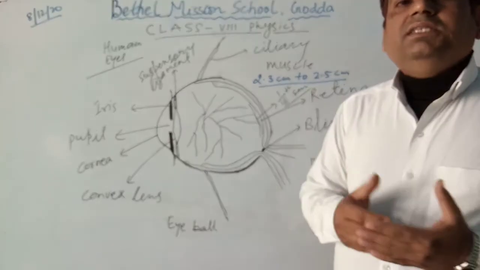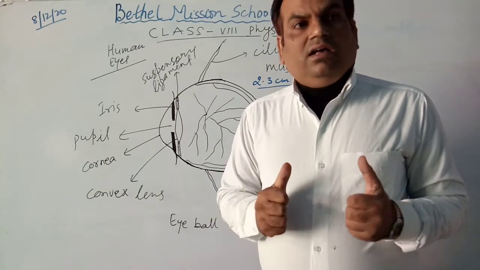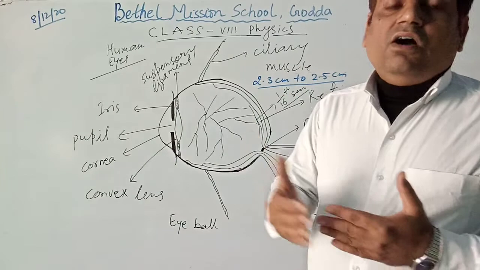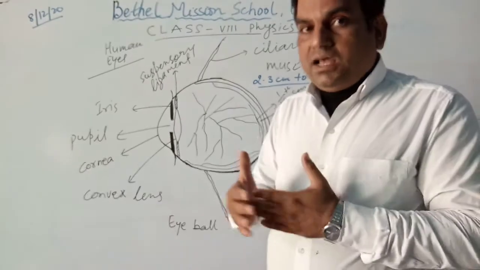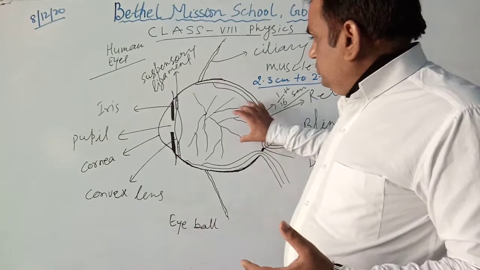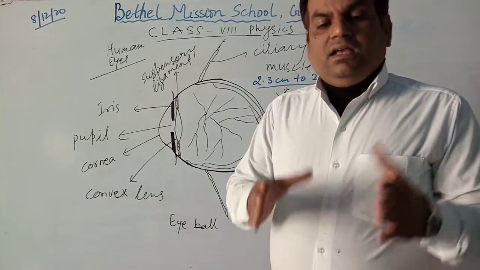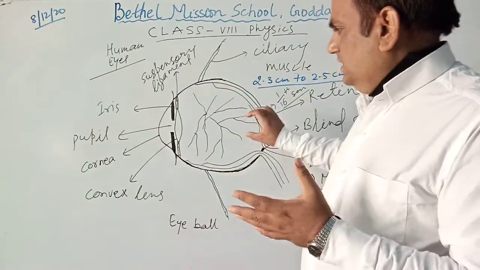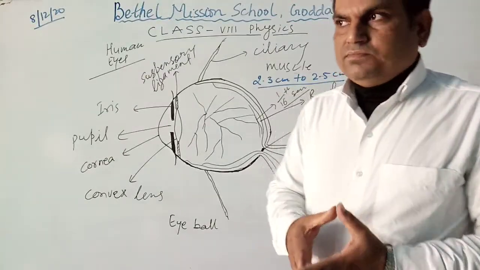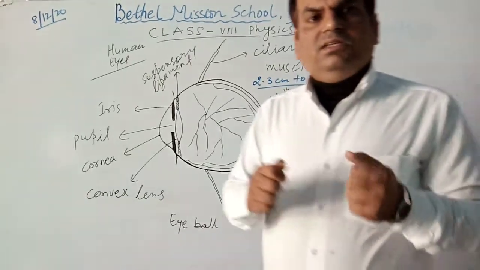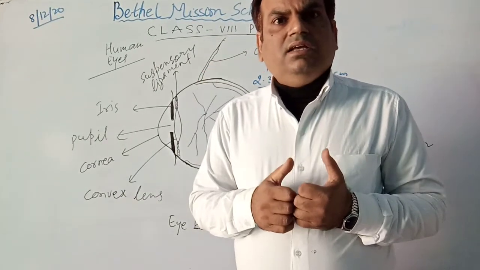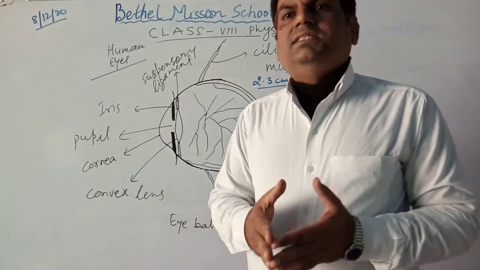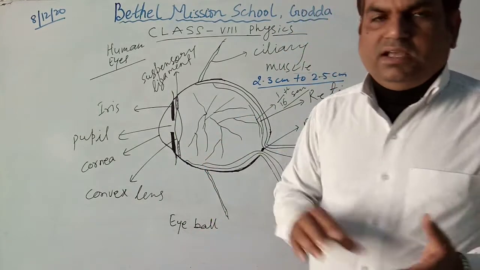We should not study lying down. We should not watch TV for a long time, especially in a dark room. We should not study in dim light, or where the light intensity is very low. We should not rub our eyes. We should not get hit near the eyes or suffer any injuries. In these ways we can take care of our eyes.